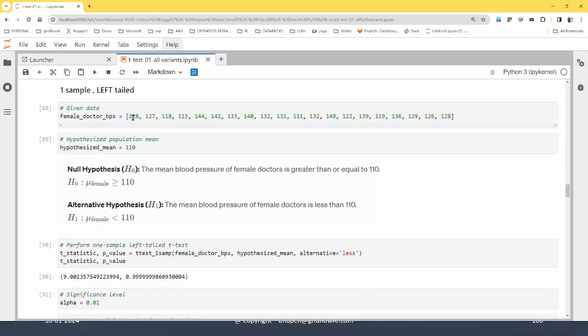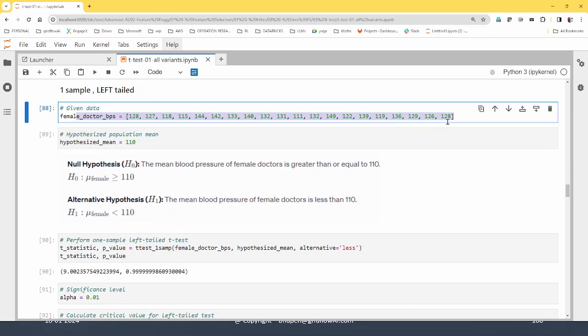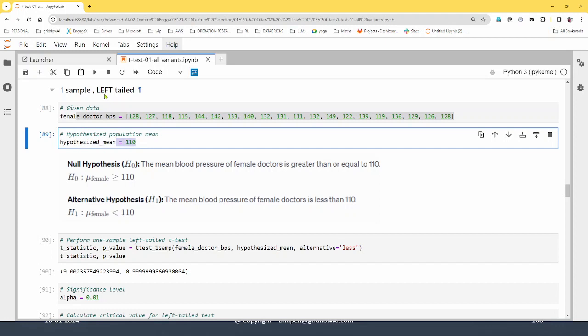Let's take a look at one more here. One sample left-tailed. So it's directional. Now we're saying lower than. So let's take the same data here. And the mean is this, 110. And since this is left, that means we are saying the female blood pressure is lower than 110, and the null hypothesis is going to be equal to 110 or greater than 110. That's the null hypothesis. Very important to set the null hypothesis correctly. Otherwise, you would conclude the opposite way.